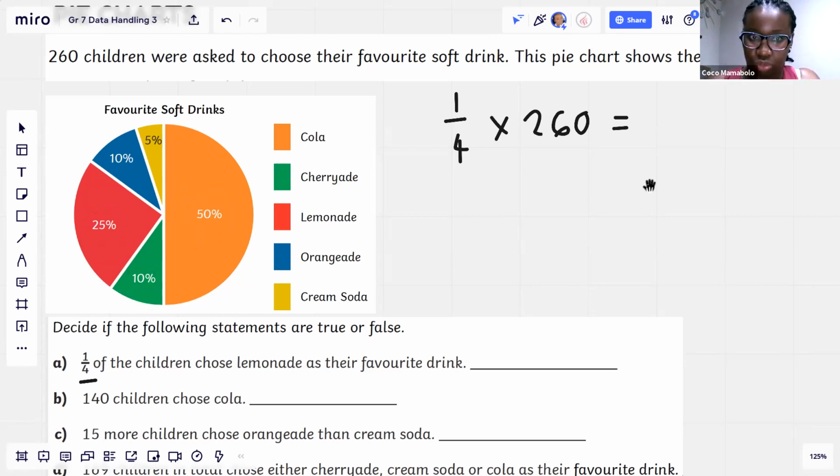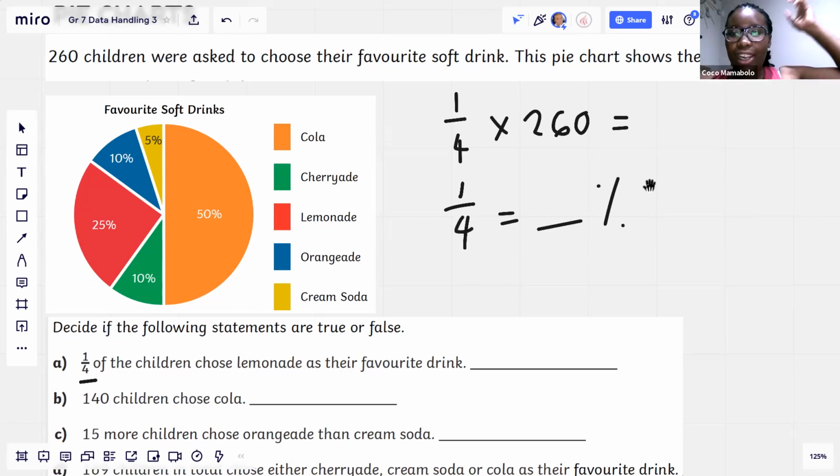It must be something percent. What is a quarter as a percentage? 25. So 1/4 is equal to something percent. Yes, Kananelo, well done. Jethro, are you the one who said 25%? Awesome. So the statement says a quarter of the children chose lemonade as their favorite drink. Did 25% of the children choose lemonade as their favorite drink? Yes. So the statement is true.